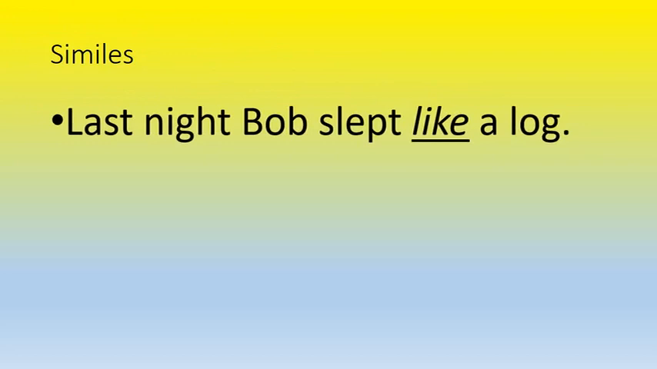For example, last night Bob slept like a log. Now, if you see this example over here, Bob and log. Apparently, they do not have anything alike. They don't look alike. Bob is a living thing, and a log is a non-living thing. At the same time, some quality is common between both Bob and the log, and that is the quality of being still or looking like sleeping. So the word like is used to compare the quality of sleeping or being still between Bob and the log.